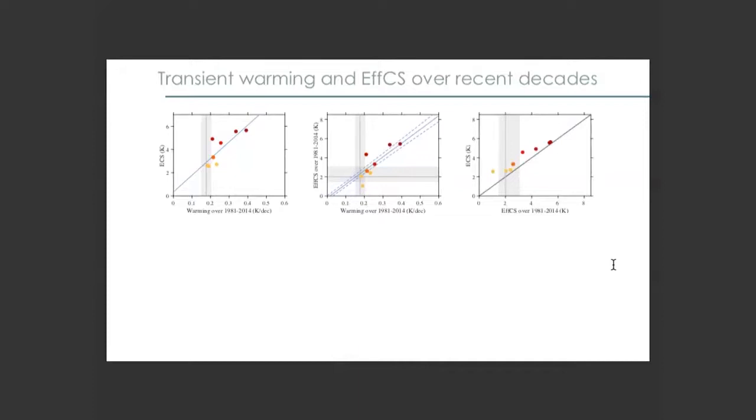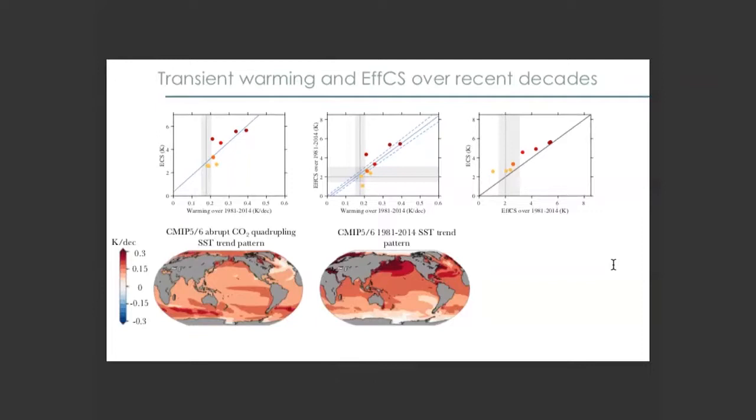And the reason is basically because these models, their forced response looks like 4 times CO2 largely. There are subtle differences. The Southern Ocean is more delayed over the recent period. That's why their effective sensitivity is a little bit lower than their ECS, off that 1-to-1 line in that right figure. But they're basically the same pattern in their forced response in the transient versus their equilibrium.